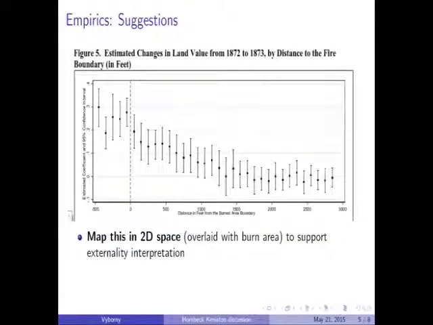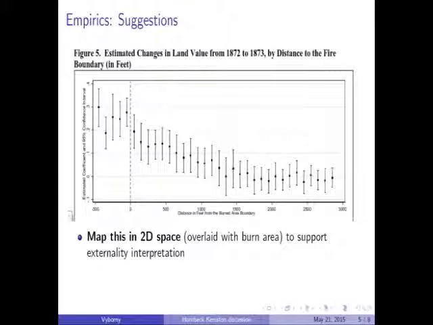And as you said, this is the money shot graph in the paper, which I really like. What this shows is the estimated treatment effect, I guess, by distance from the burned area boundary, right? I was thinking that you could make a graph like this, but map it in 2D space with the data that you have already. So overlay it with the burned area.